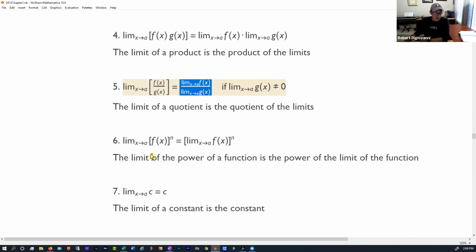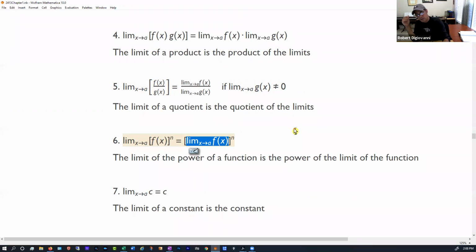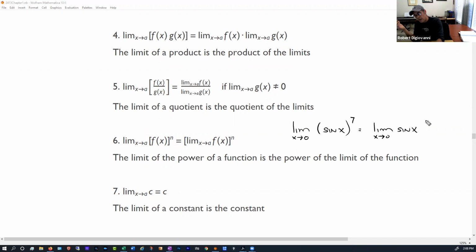The next limit law says that if you are trying to find the limit of a function raised to a power n, you can first figure out what the limit of the function is and then raise that answer to the power. So in other words, if you have something like this, let's say we had sine x to the 7th power. You don't need to worry about the 7th power. You can just figure out what the limit as x approaches 0 of sine x is, and then whenever you get that answer, raise it to the 7th power. So you can put the limit inside of a power and deal with the power afterward. That's what that law says.